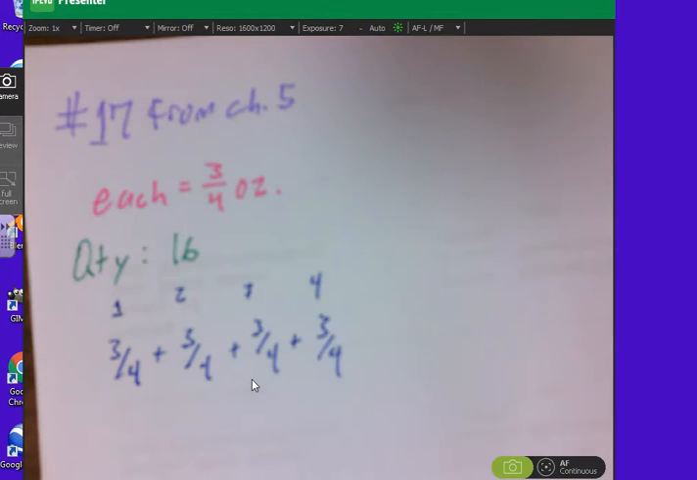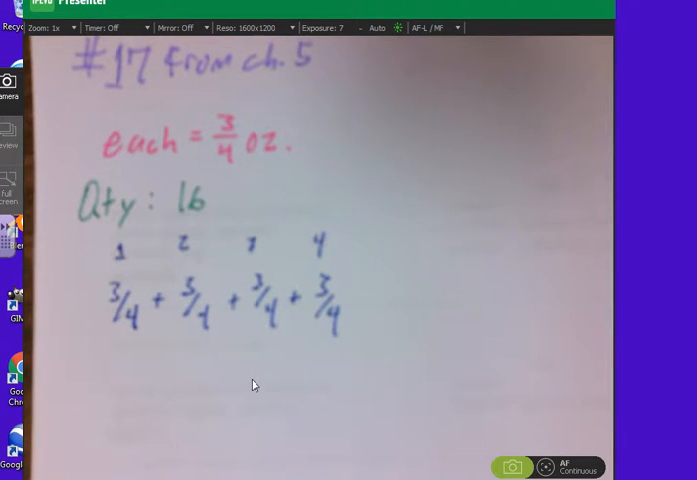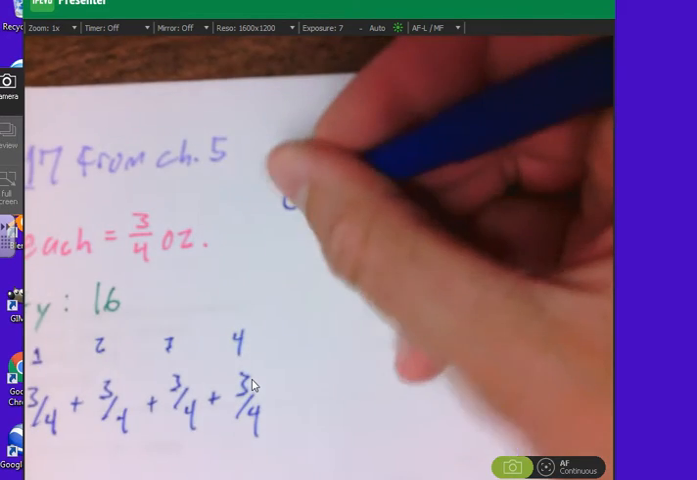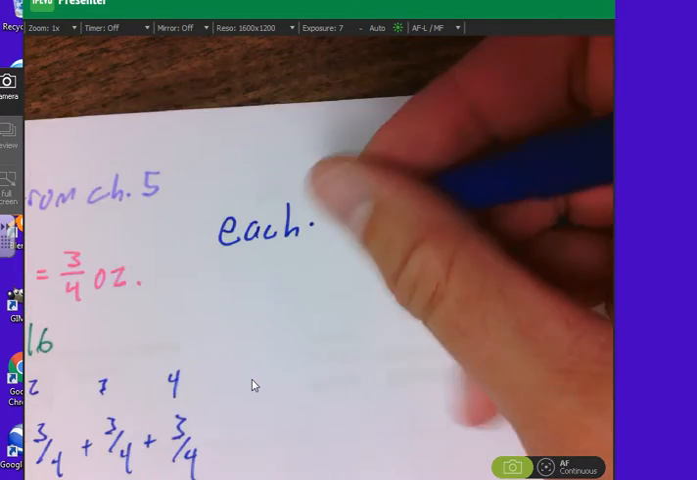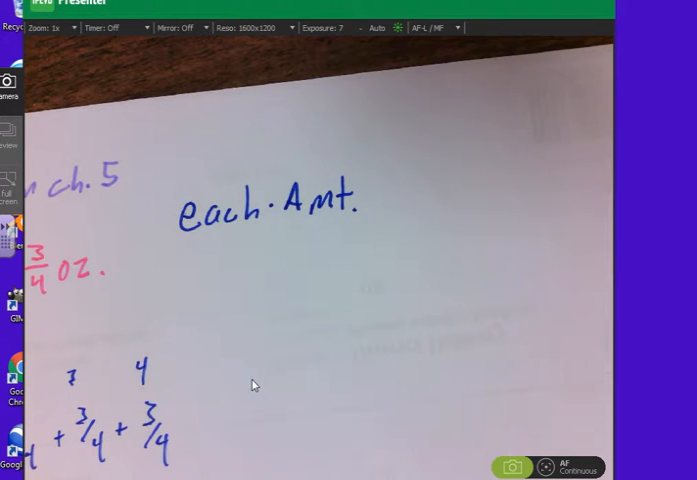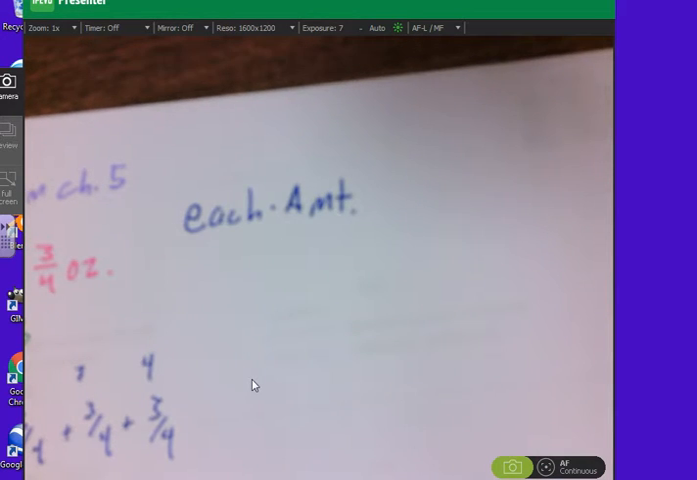But instead of adding over and over again, what could we do instead? Multiply. So we have to decide here, what is it that we want to multiply together? 16 by 3/4, exactly, because we want to take the amount in each and multiply that by the amount that we are going to make. And AMT is how we abbreviate amount, just taking those extra letters out of there.